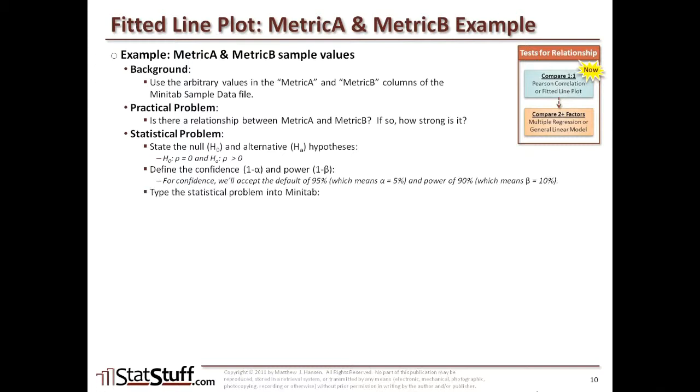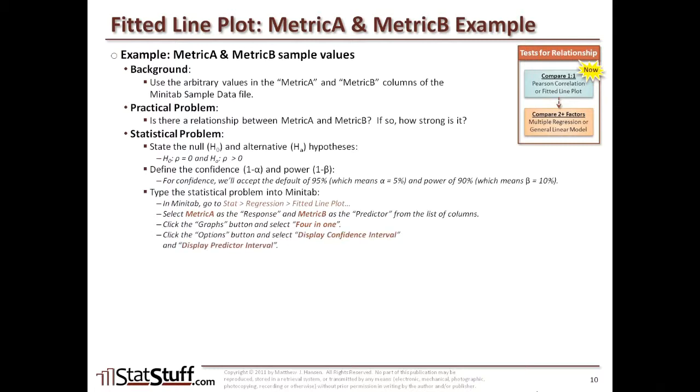And then for the statistical problem, how we create it with Minitab: we're going to go to the Stat menu, select Regression, and choose Fitted Line Plot. We're going to select metric A as our response value, the y factor, and then metric B as the predictor, the x, from the list of columns that are available. Click on the Graphs button, where we're going to select 4 in 1, and then click on the Options button and select Display Confidence Interval and Display Prediction Interval.